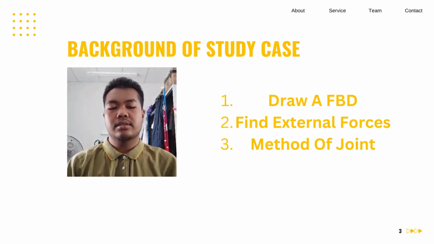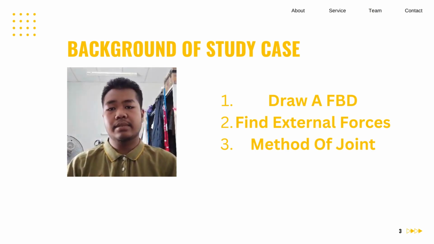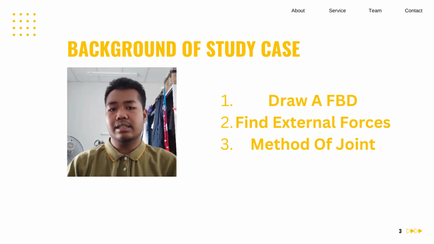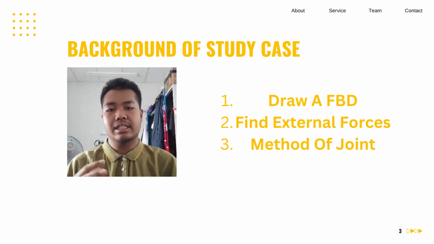Now I'm going to present how we want to calculate each member of the truss. What we can do is find the angle for each member and then draw an FBD, and then find the external forces, that is the beam reactions. Thirdly, we can do the method of joints so that we can know what kind of force reacts in each member, whether it's tension or compression.